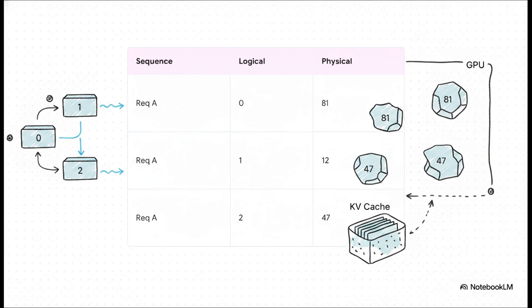A single request's logical blocks, say block 0, 1, and 2, don't have to sit next to each other anymore. They can map to completely scattered physical GPU blocks, like 81, 12, and 47. As a request generates text, it fills up a logical block. The second it needs a new one, the system just finds any available physical block anywhere on the GPU and updates the table. It's a brilliant layer of indirection mapping a contiguous logical sequence to a highly fragmented physical reality.